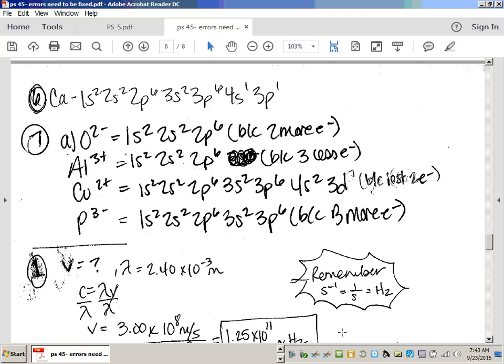Okay. And you can only go forward. Yes, you cannot go backwards. You can't take this noble gas and subtract 3 electrons. It doesn't work that way. It's a cumulative electron building.